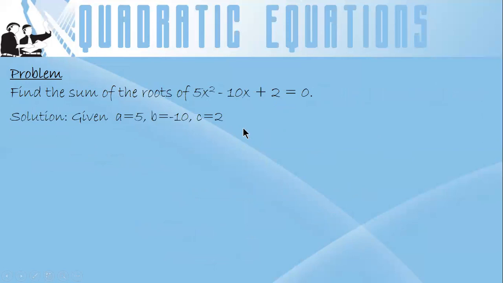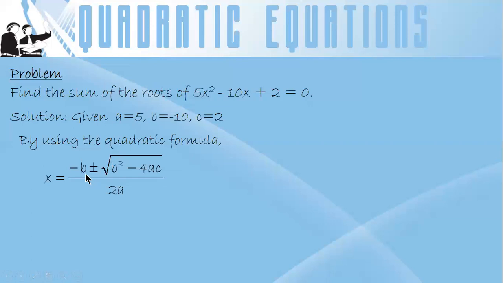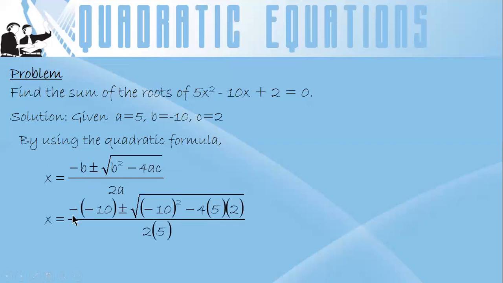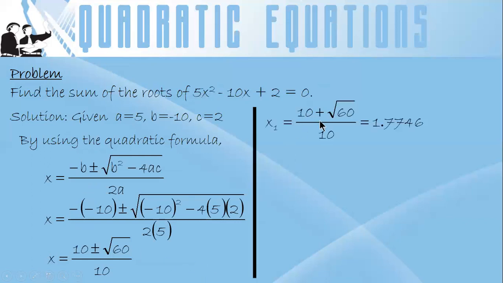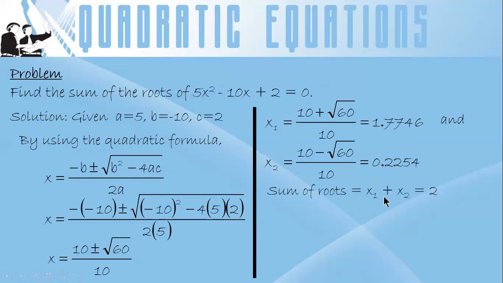So, A, B, and C are given. Using the quadratic formula, substitute. We have this. After that, simplify. The first root is plus, you have this. The second root is minus, you have this. You get the sum, x1 plus x2, and the answer is 2. By adding the two, the answer is 2.